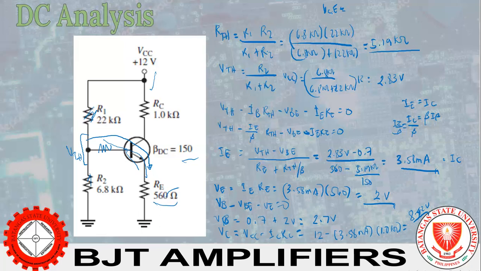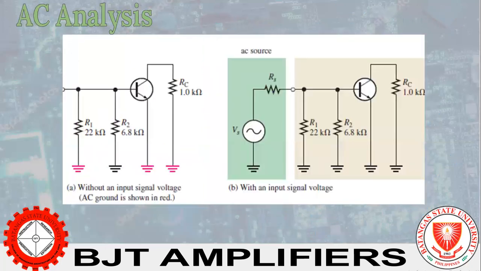So, VCE, of course, is VC minus VE. So, 8.42 volts minus our VE, which is 2 volts. Therefore, we have 6.32 volts. And that is our DC quantities. Okay, when I say find all the DC quantities that we have, this is what we will get. Okay? So, let's go to AC analysis.